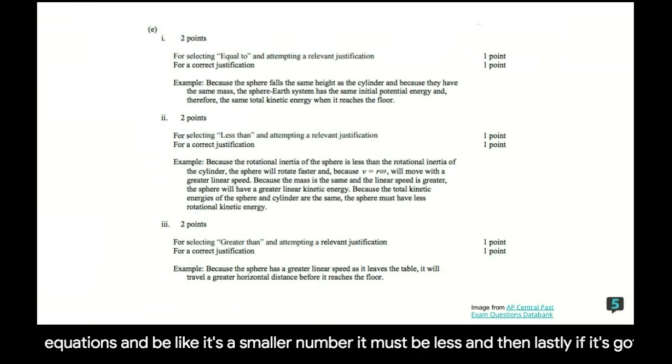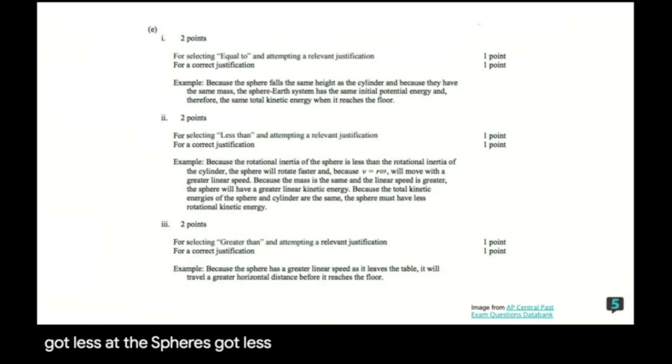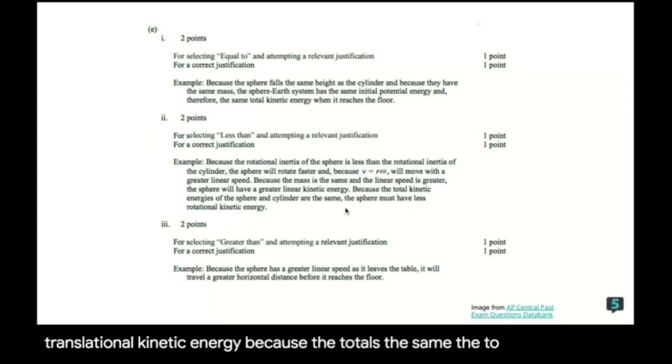And then lastly, if the sphere's got less rotational kinetic energy, it's got to have more translational kinetic energy because the total energy is the same. So if it's got more translational kinetic energy, it's going to be going faster linearly off of the table, so it's going to go further.